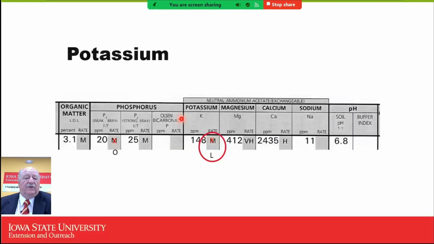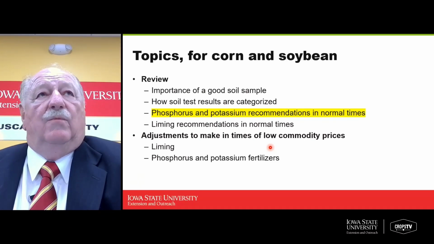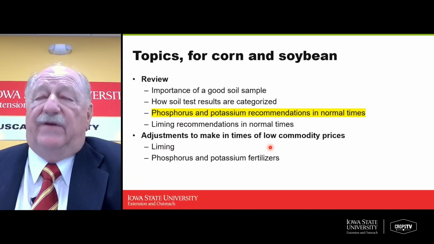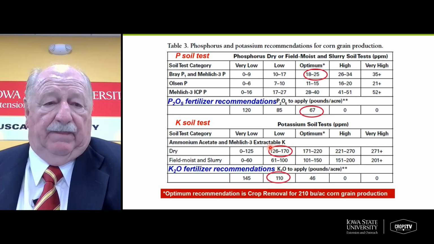So I go back to my soil test, I cross out my M, and I put an L then for low. So I know my soil is testing optimum for phosphorus and low for potassium. Now, with that little bit of information, we start to make a potassium and a phosphorus recommendation. And again, we go back to table 3.